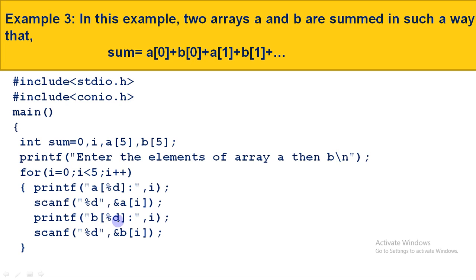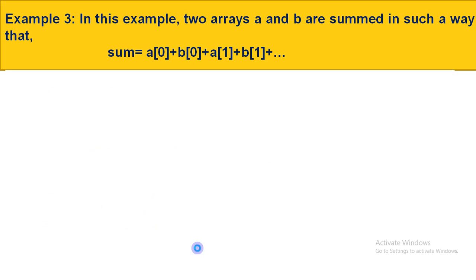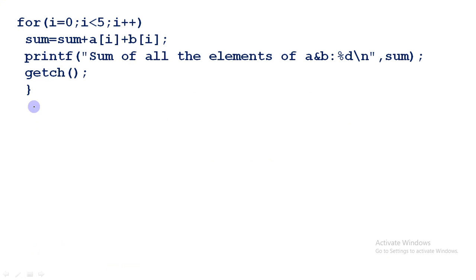Printf b of percentage d of I, so here b of 0. It goes cyclically like this. In the first iteration, a of 0 will be filled up, then b of 0. In the second iteration, a of 1 will be filled up and b of 1 will be filled up. Like this, 10 values will be entered into array a first and array b next.